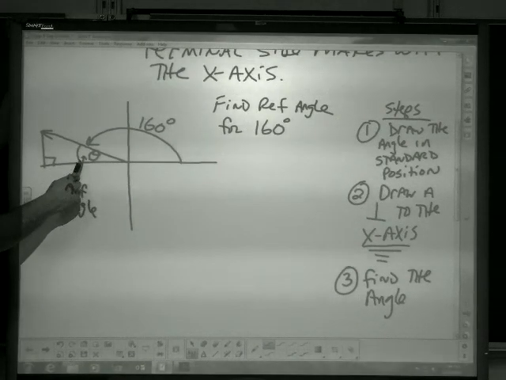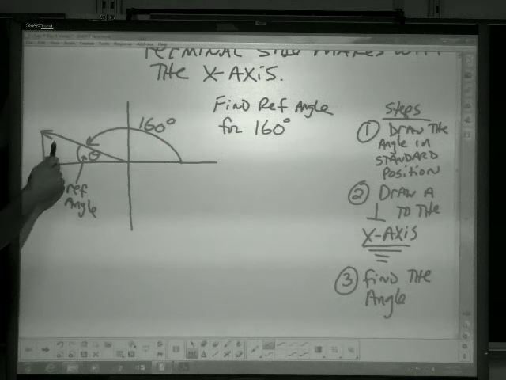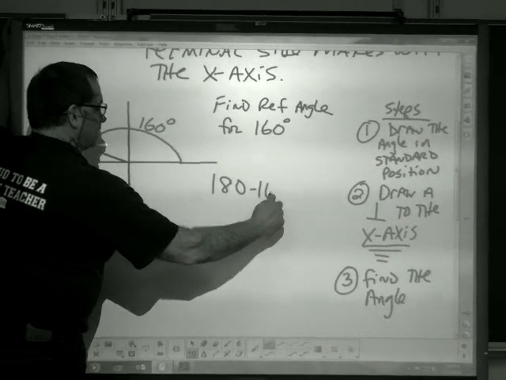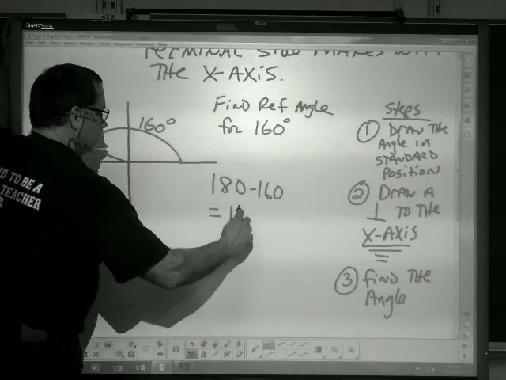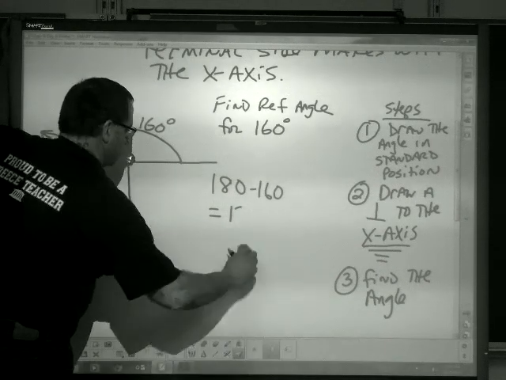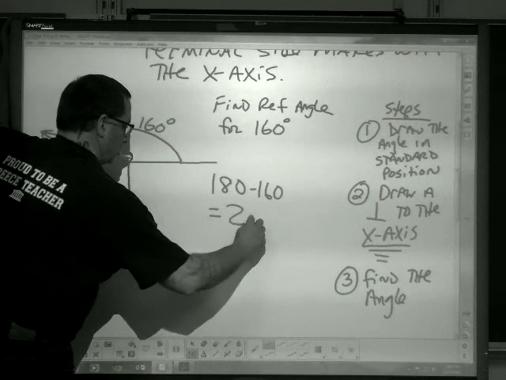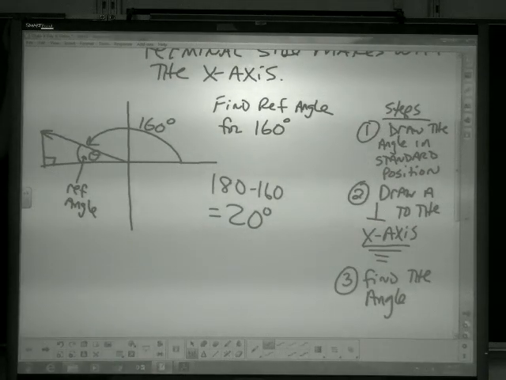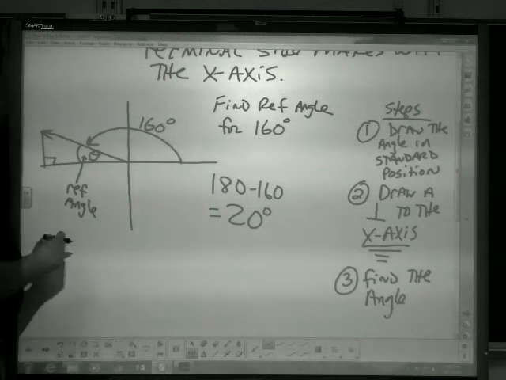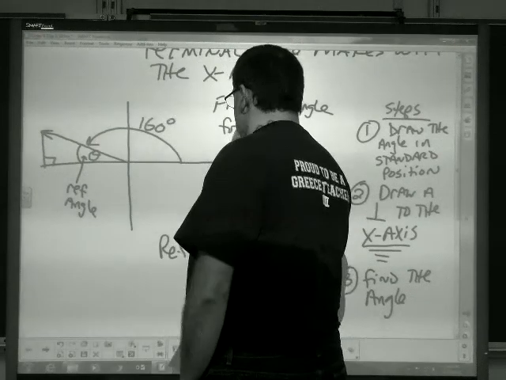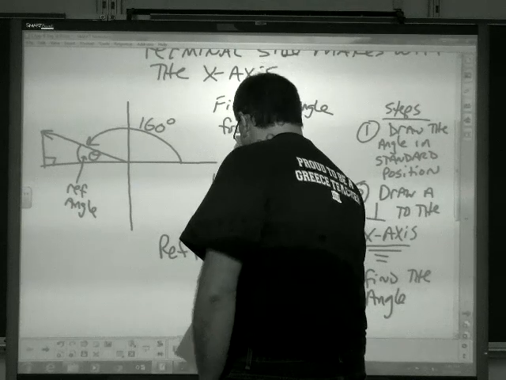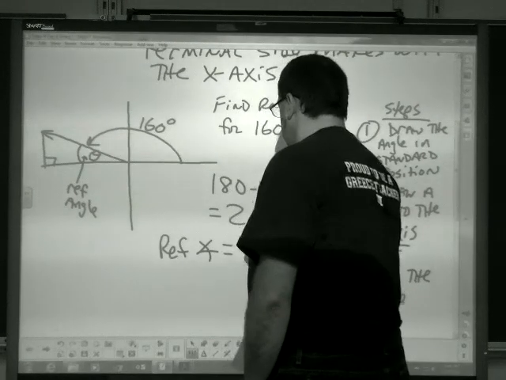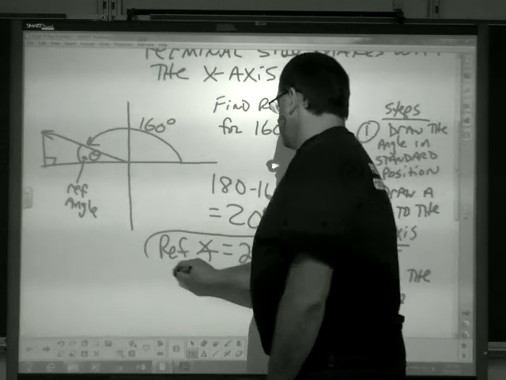Find this measure. Well, if I dropped it to the 180 line, 180, take away the 160, that is 20 degrees. So this little reference angle here must equal 20 degrees. So the reference angle, and I'll actually use an angle symbol for that, reference angle equals 20 degrees.